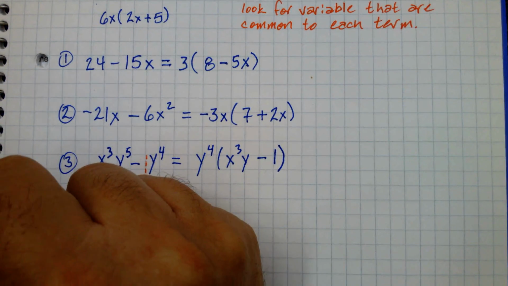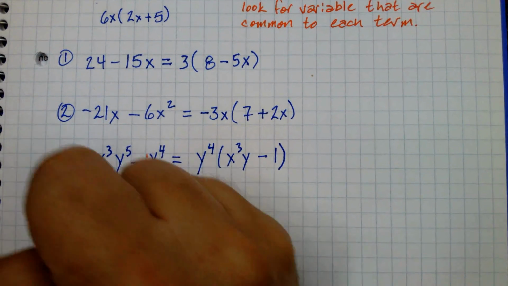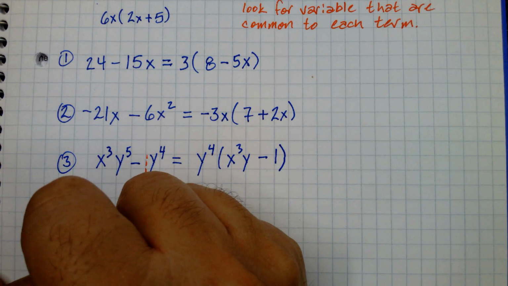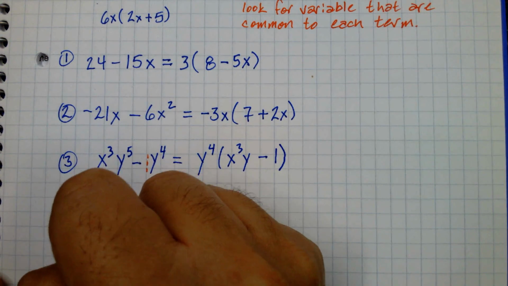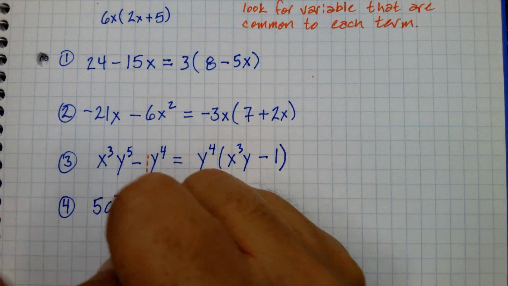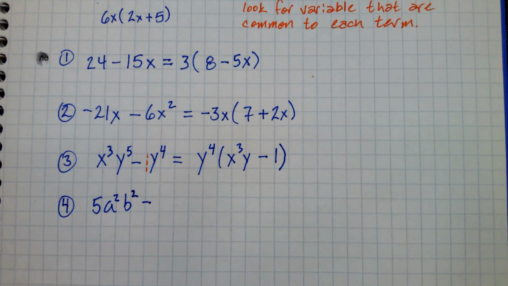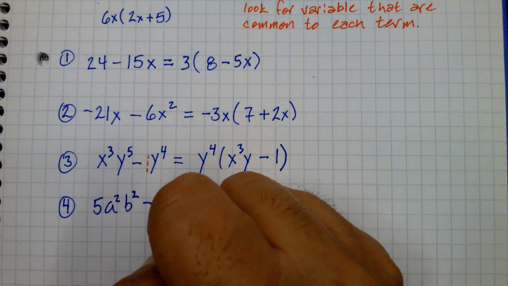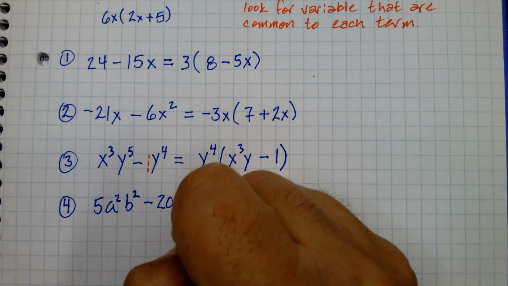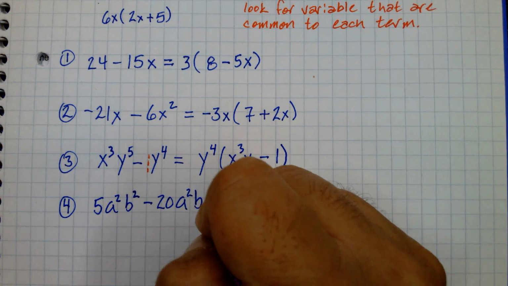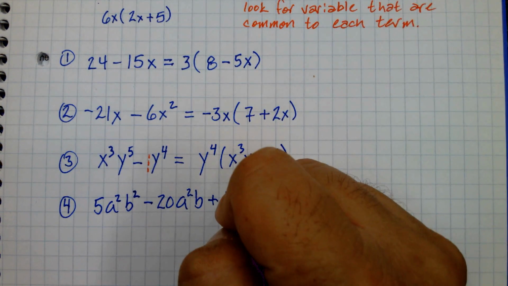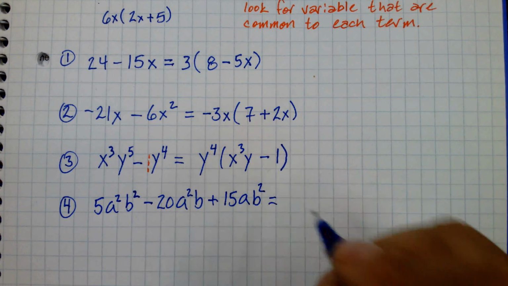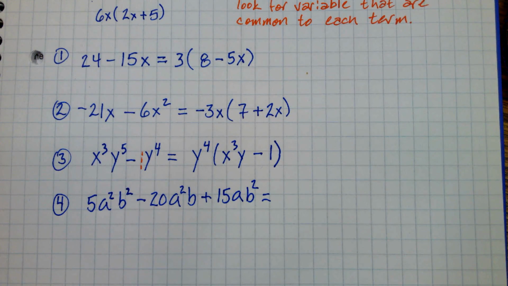Number 4. Five, excuse me, a to the 2nd, b to the 2nd, minus 20 a squared b plus 15 ab squared. We can get this one. I think we're good.